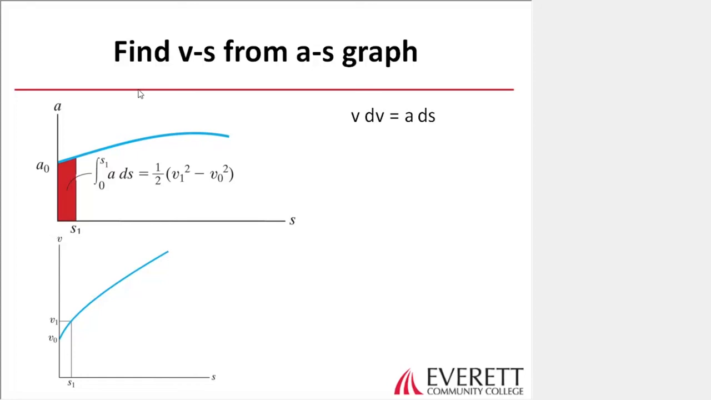So we're just going to integrate both sides. When we integrate both sides, we're going to go from initial velocity to v, and we're going to go from initial position to s. We end up with 1/2 v squared minus v naught squared is equal to the integral from s naught to s of a ds. Notice that I can't take a out because we want this to work for everything, not just constant acceleration.